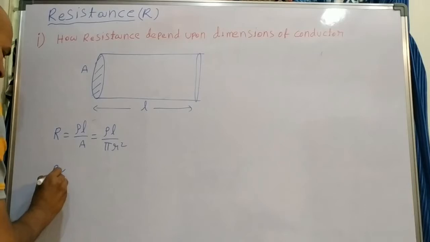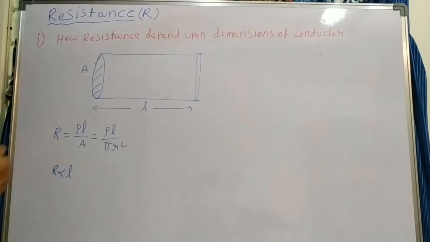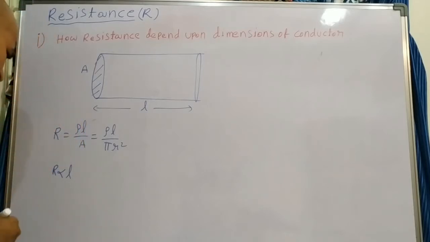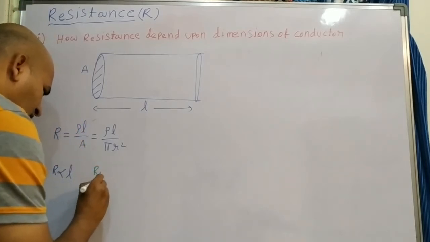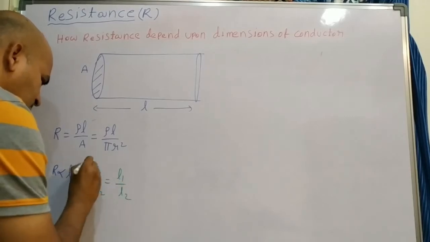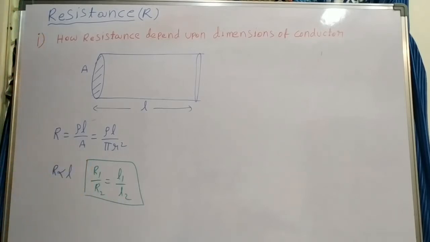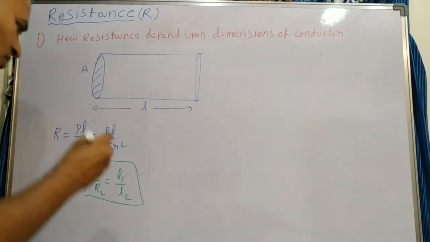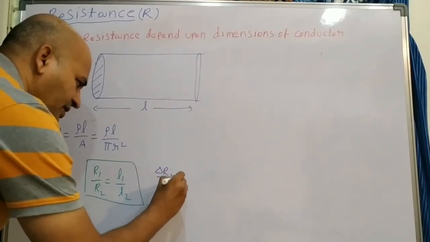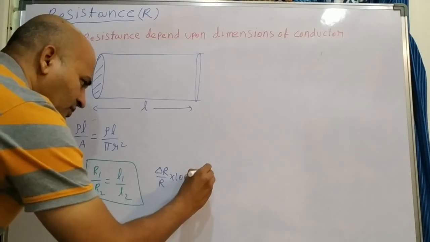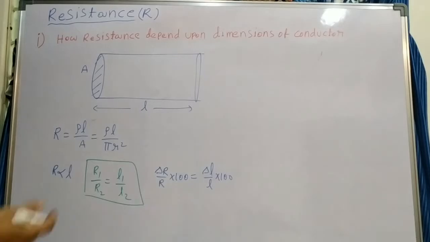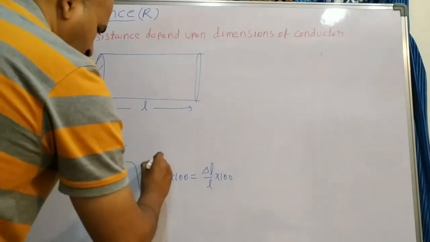R is proportional to length. So from this we can write R1 by R2 is equal to L1 by L2. And if you want percentage errors, delta R by R into 100 is equal to delta L by L into 100, since it is directly proportional. If the percentage change is less than 5%, we can use this formula.